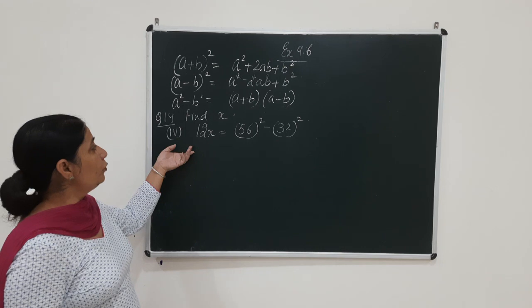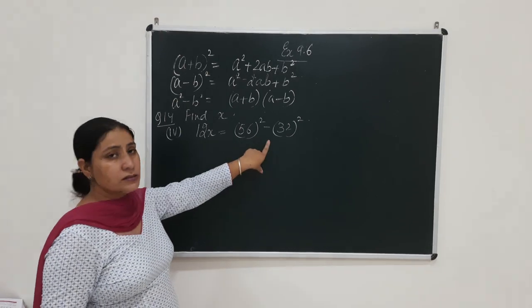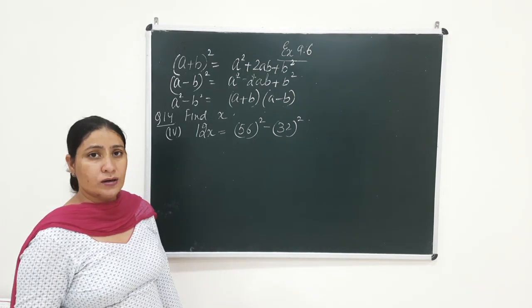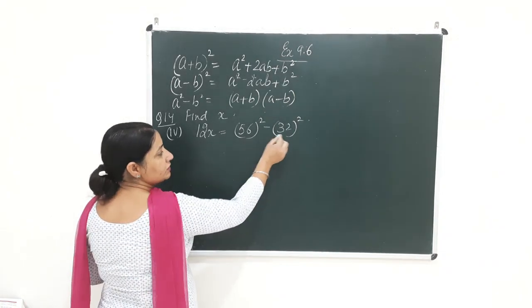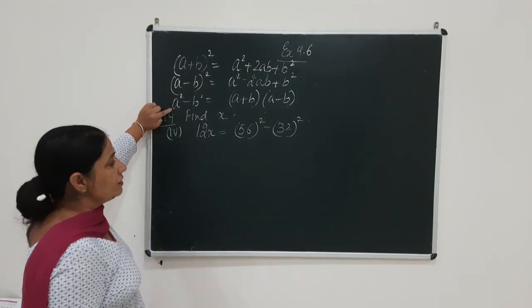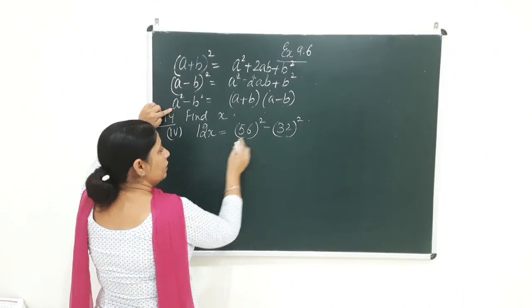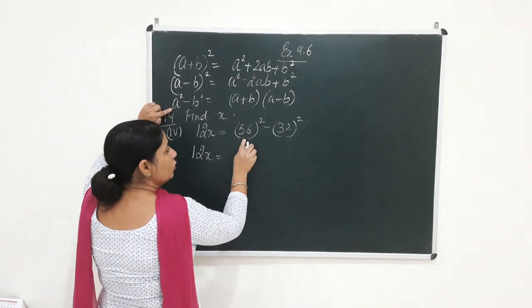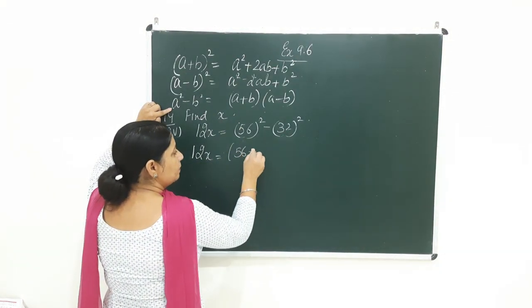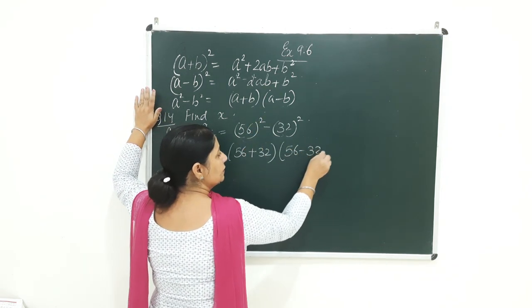And now I am on the 14th question, where we have to find x. In this question we are given an equation where 12x is equal to 56 square minus 32 square. So beta, first of all I am going to see this part. If you see this part, you can very well see that out of these three identities it is resembling the third identity, which is a square minus b square. So I will just start with this here. As you know, a square minus b square is equal to the first bracket a plus b, which is 56 plus 32, and in the second bracket I have got 56 minus 32.